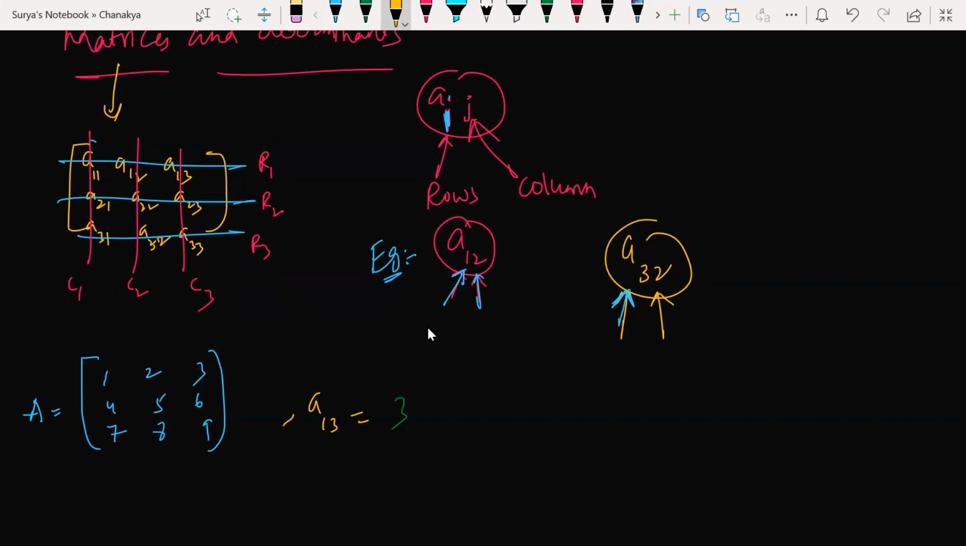Now if I say A22, second row, second column, which is 5. All right, 5. Is it clear? Yes, sir.